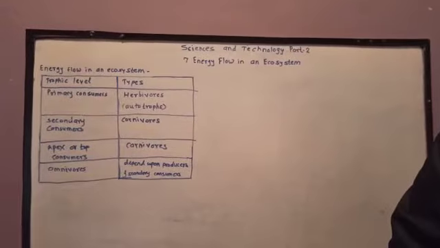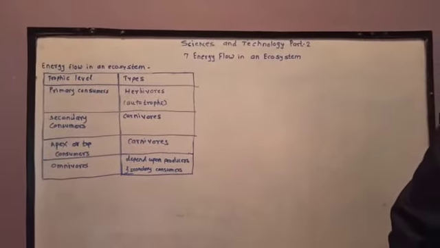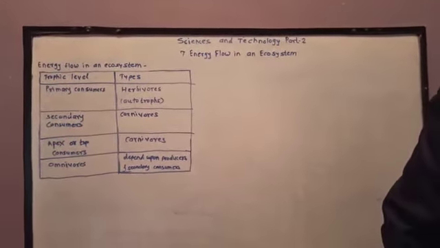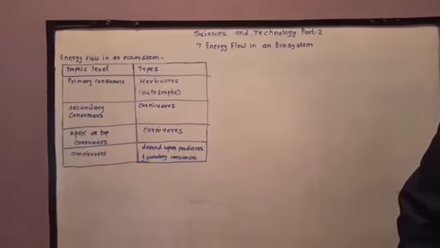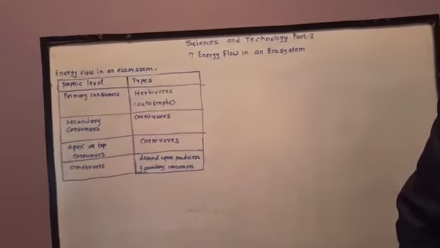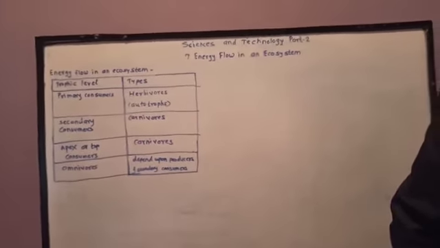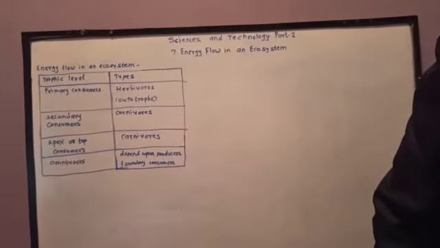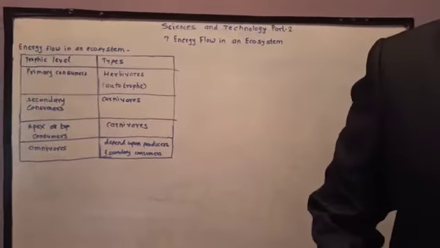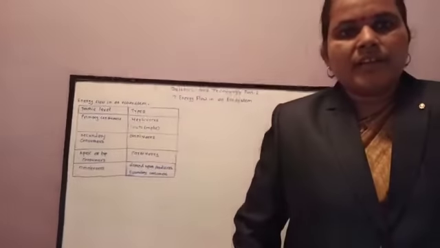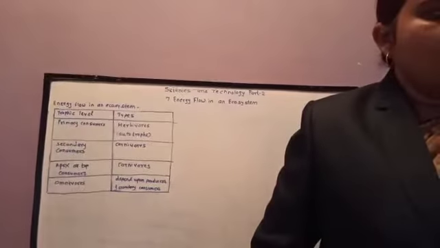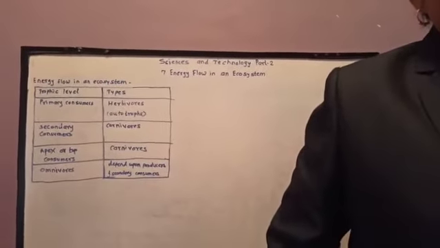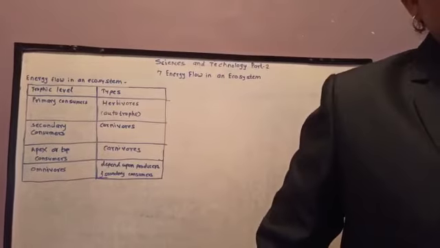Looking back, what is meant by ecosystem? The biotic and abiotic factors and their mutual interaction form an ecosystem. Second question, which are the different types of ecosystem? There are two types of ecosystem, terrestrial ecosystem and aquatic ecosystem.